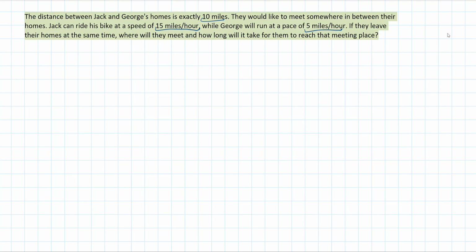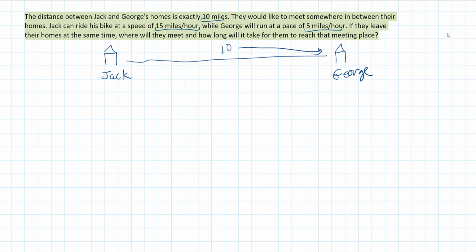Well, let's take this word problem and break it down. Let's do a model. Let's actually draw it. So we'll have Jack's home right here. This is Jack, and let's make a little road there between Jack and George. So this is George's home. And we know that the distance between them, the total distance, is 10 miles, right? We also know their speeds or their rates. So let's write first Jack's information. His rate is 15 miles an hour.